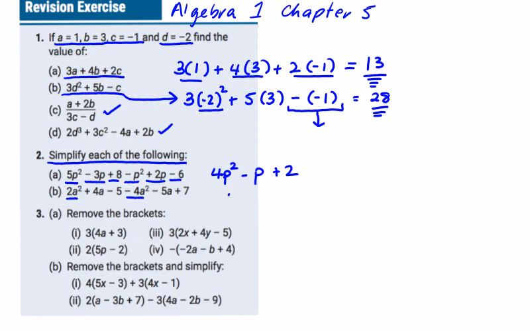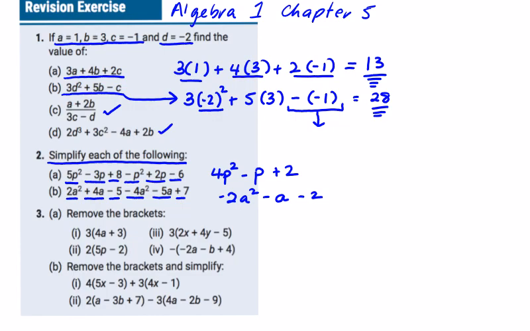2a squared next, minus 4a squared. If you don't know your integers, 2 minus 4 on a calculator will give you -2. So we have minus 2a squared. Next term is a, 4a minus 5a. 4 minus 5 is -1, or minus a. And then you can see the two numbers we're left with. We have a 7 and a -5, which is plus 2.